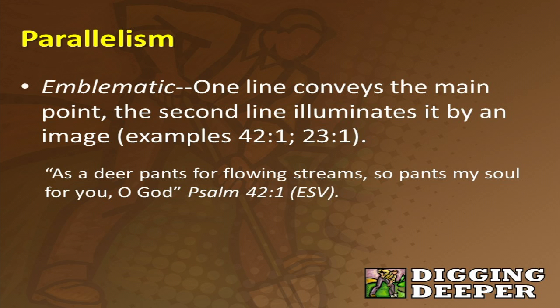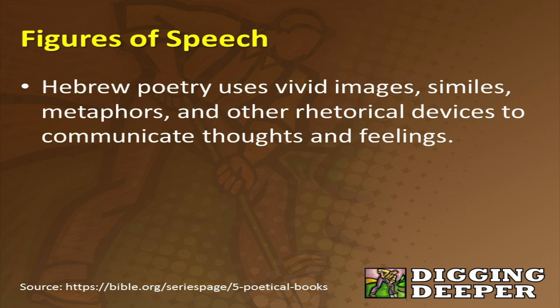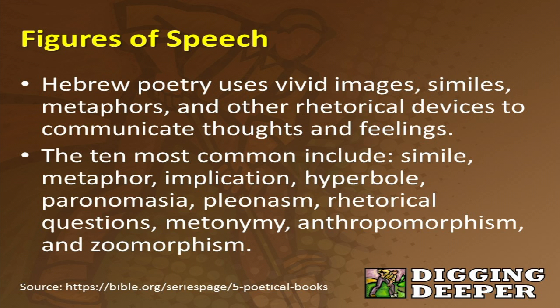So that's parallelism and the five most common types: synonymous, antithetical, synthetic, climactic, and emblematic. Next up, let's take a look at Hebrew figures of speech. Hebrew poetry uses vivid images, similes, and metaphors and other rhetorical devices to communicate thoughts and feelings. The 10 most common we'll take a look at.